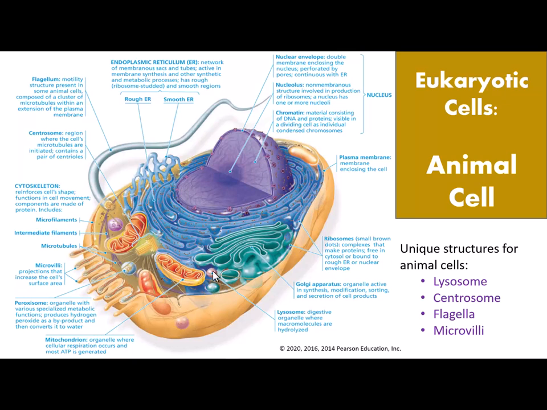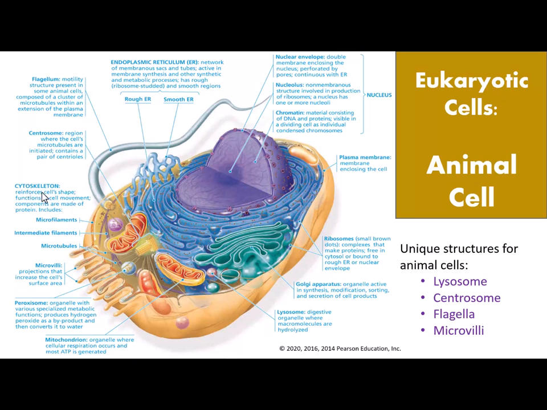Some of the vesicles that are made from this are our lysosomes. They contain digestive enzymes. They can hydrolyze things that are taken into the cell or dead or dying organelles. Another vesicle type organelle that we have are our peroxisomes. Peroxisomes are organelles with specialized metabolic functions. They produce hydrogen peroxide as a byproduct and then convert it into water. So these are able to take care of all the free radicals that are made in our metabolic processes and help to keep the body from building up toxic substances.